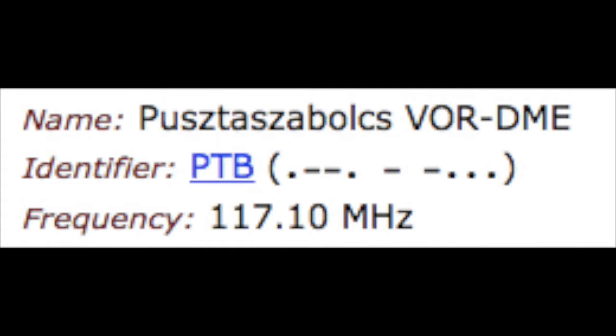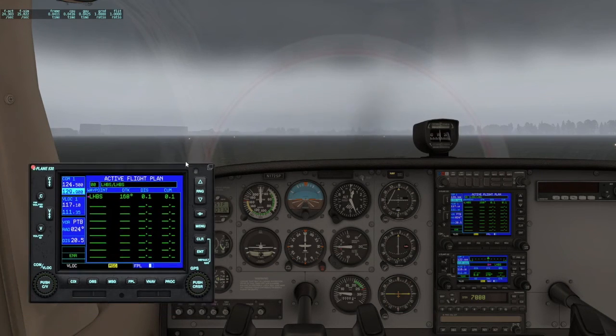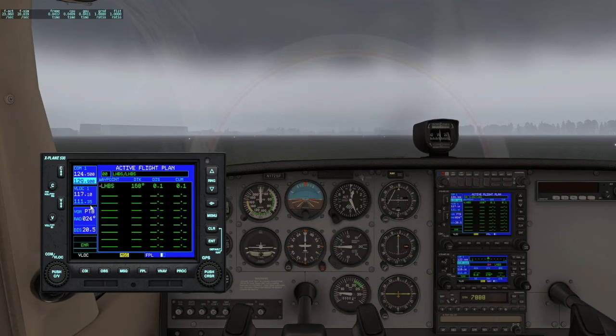And before I take off, I don't want to use the GPS. We're not going to use the GPS. We're gonna pretty much rely on the concepts that we've learned. The first thing we need to do is to tune in the VOR station frequency, which is 117.1, and you can see here is Papa Tango Bravo.